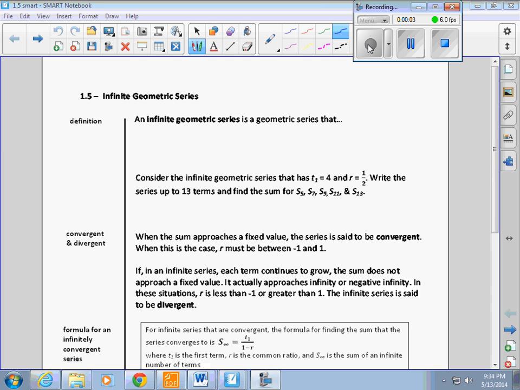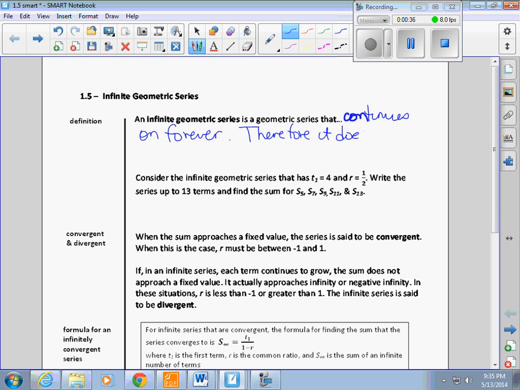1.5 is infinite geometric series. So we've done geometric series. That's just when you add up a geometric sequence. By definition, the word infinite means something that goes on or continues. So an infinite geometric series is a series that continues on forever. It does not have a final term.